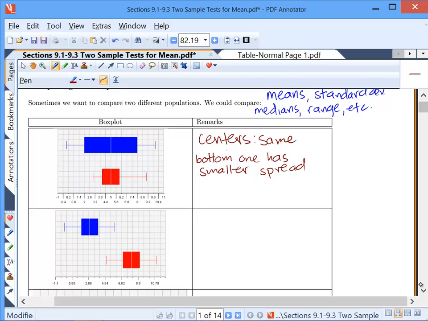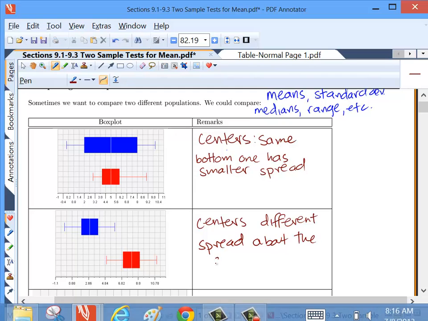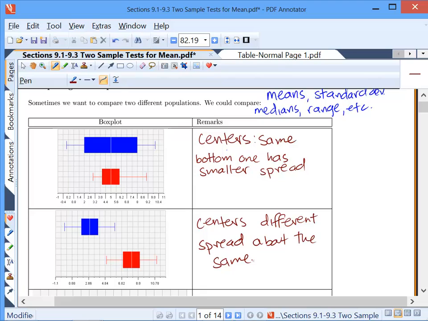What about the next set? The centers are different, but the spread looks about the same. So center is different, but the spread looks to be about the same. And remember, that was one of the reasons that we first said we need to look at the spread, when we had two data sets that had the exact same means and medians, but looked very different. It was the spread that was different.